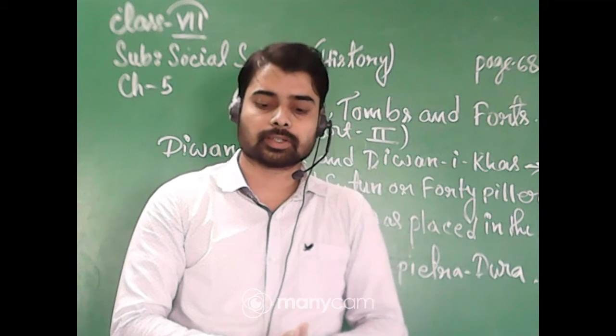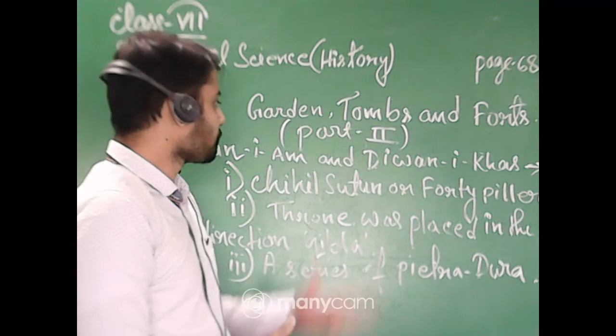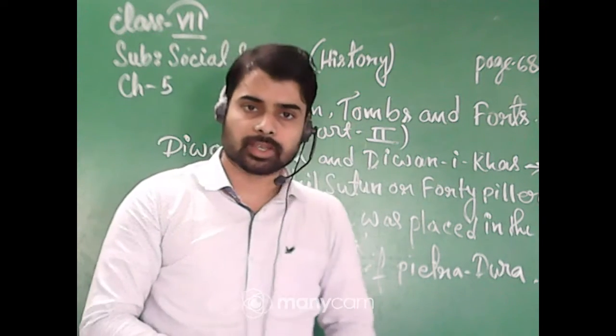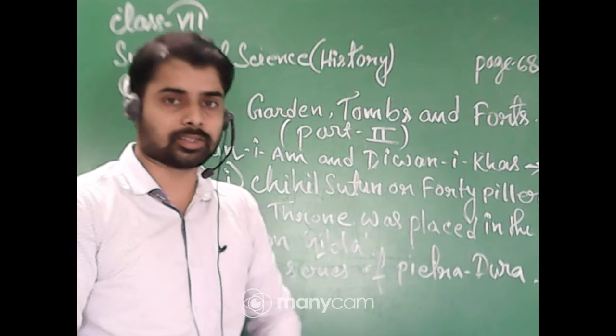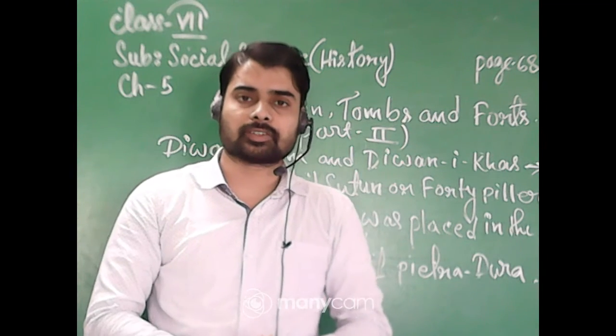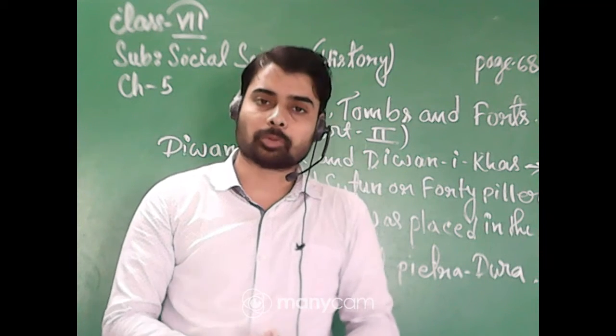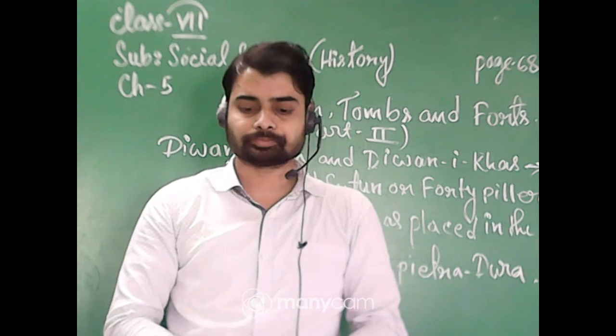Today in this class we are going to discuss the second part of the subunit Gardens, Tombs and Forts, situated on page number 68. So, open your book, page number 68, chapter number 5. You know the name of the chapter: Rulers and Buildings.